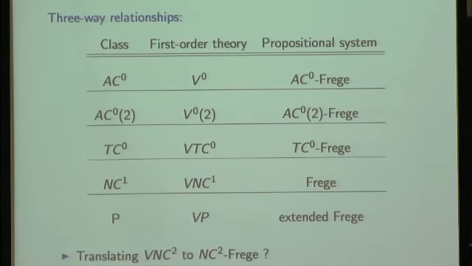I think this can be done, but I haven't seen it done anywhere. So can we translate the theory VNC2 proof into what is called the NC2 Frege system?